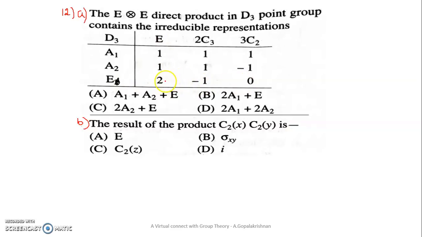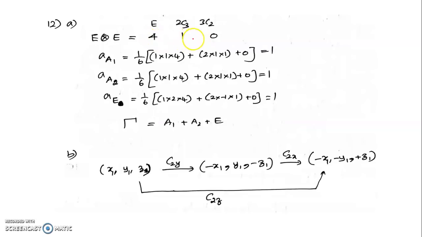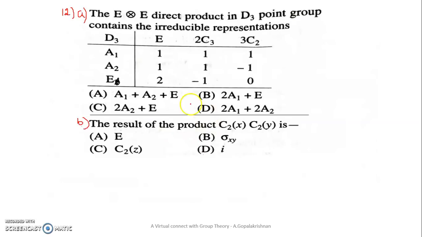If you take E and E, you have to multiply 2 into 2. 2 into 2 is 4. -1 into -1 is +1. 0 into 0 is 0. Therefore, the direct product of E and E is 4, 1, 0. Right? 4, 1, 0 is a reducible representation. And if you reduce this using the reduction formula, you will get 1 A1, 1 A2 and 1 E. So after reduction, we get this answer, A1 plus A2 plus E. So which is the correct option? A1 plus A2 plus E, the correct option is A.